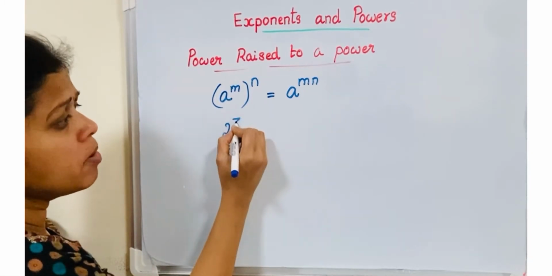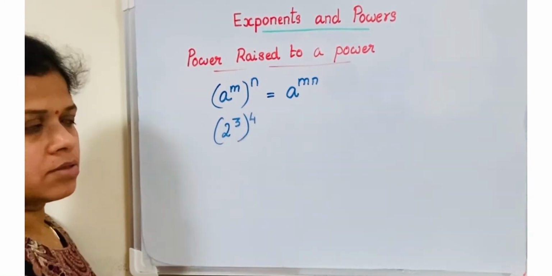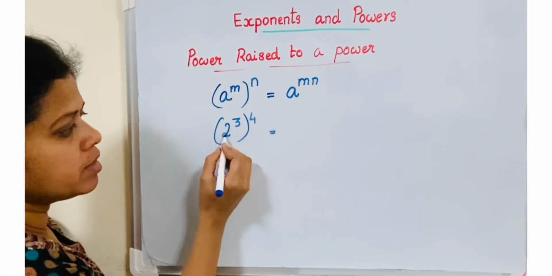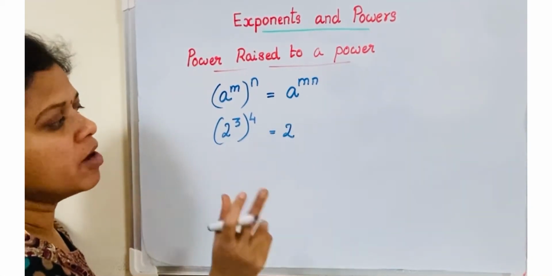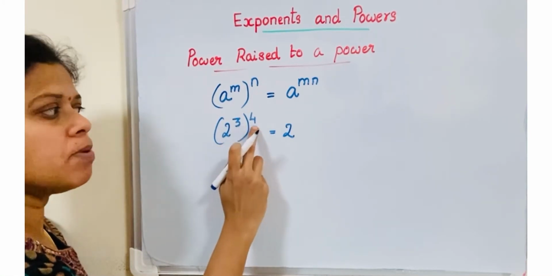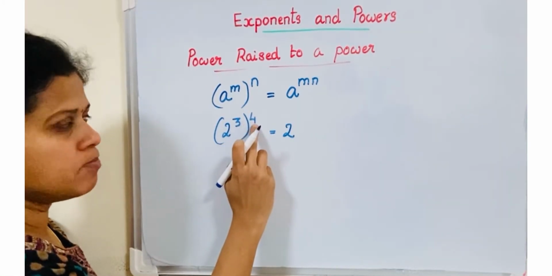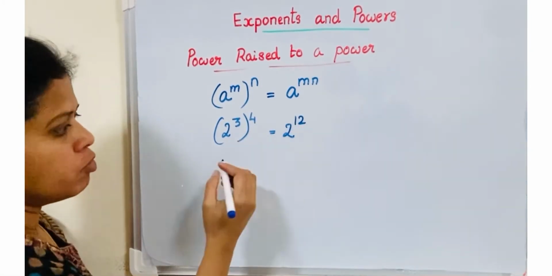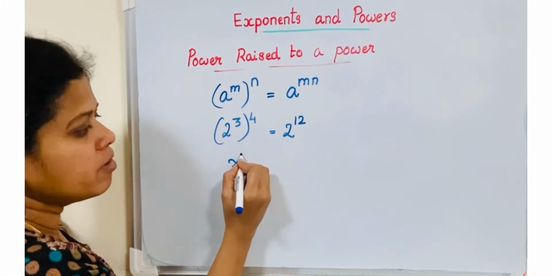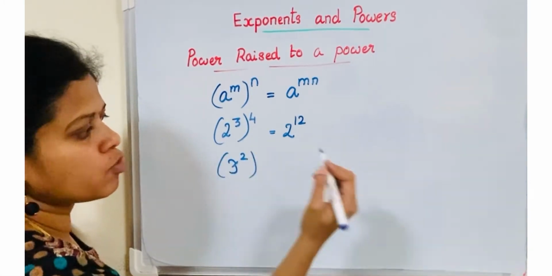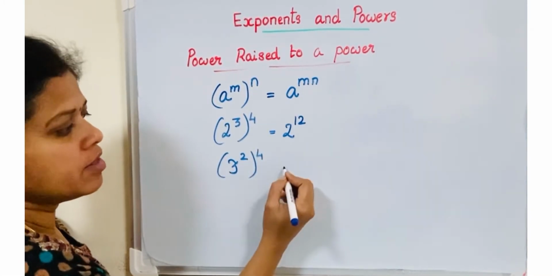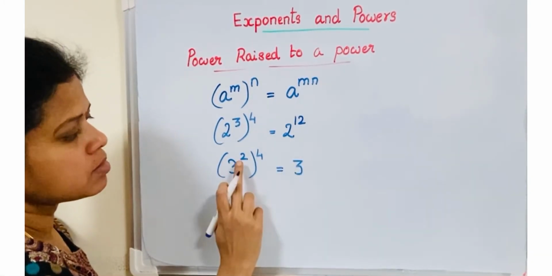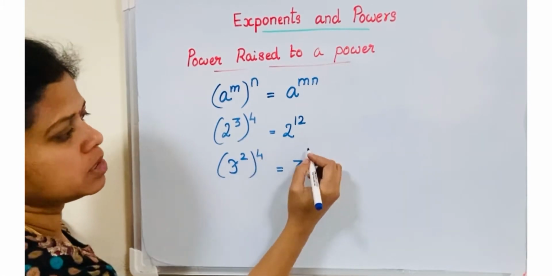Example, if it is 2 power 3 whole power 4, like this. This is the power of power law. To get the answer, take the base 2 and here the powers are 3 and 4. Just multiply the powers. 3 multiplied by 4, which is 12. So the answer is 2 power 12. One more example, if it is 3 power 2, again raised to another power like 4, then take the base 3, then the power is 2 multiplied by 4, which is 8.